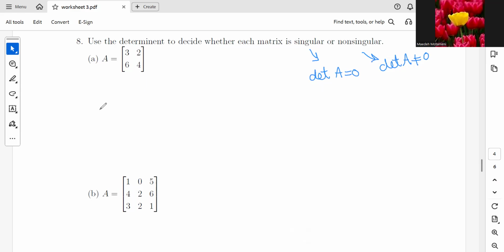So we know how to find the determinant. In here, determinant of A would be 3 times 4 minus 2 times 6, which will be 12 minus 12, and it's going to be 0. So this is singular.